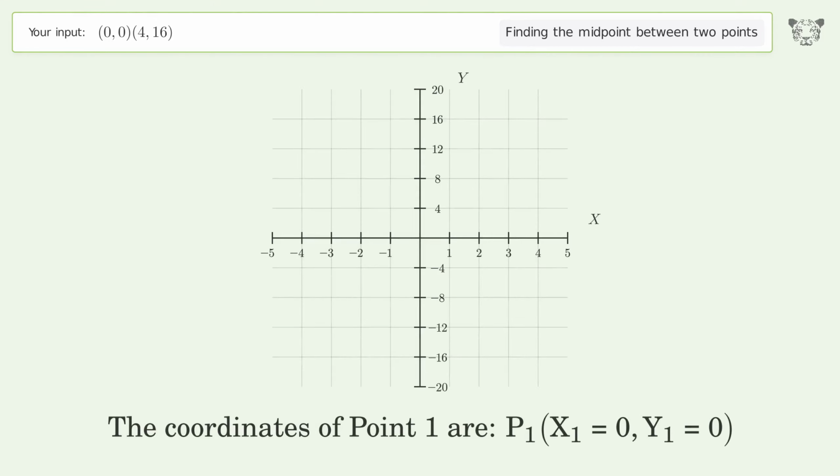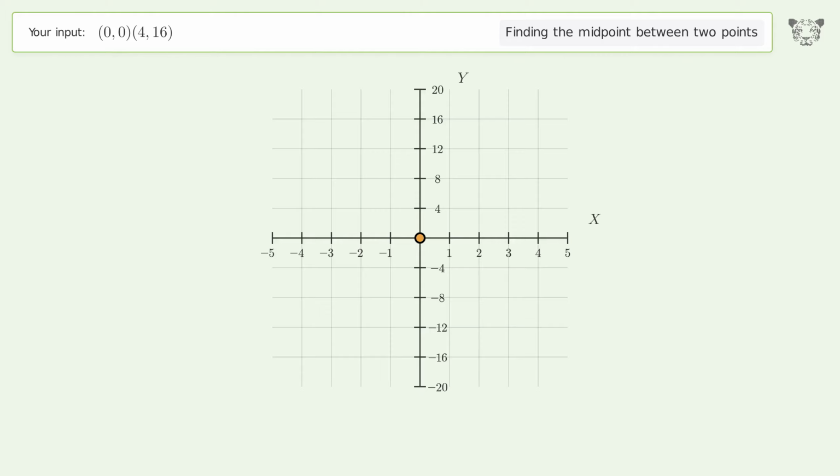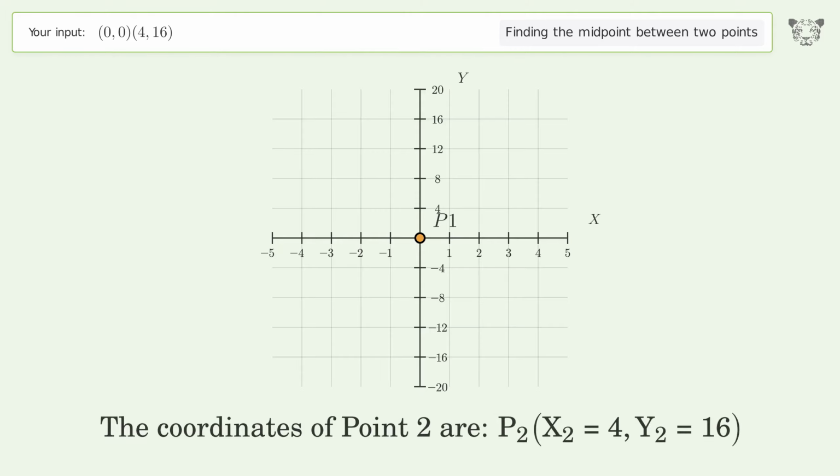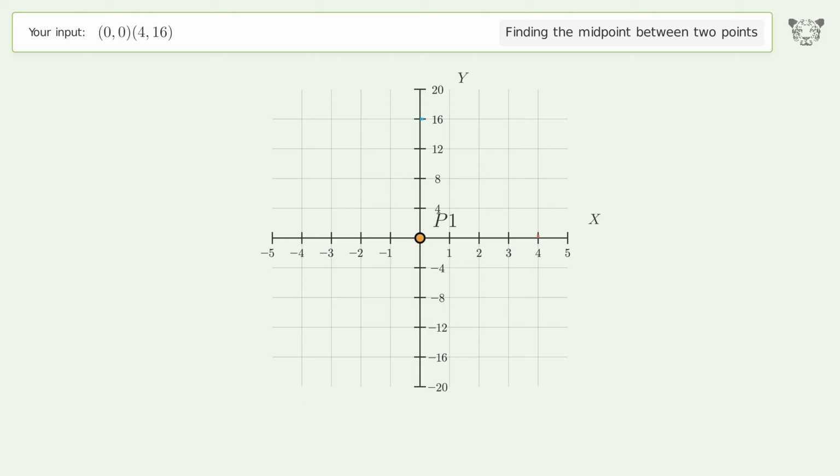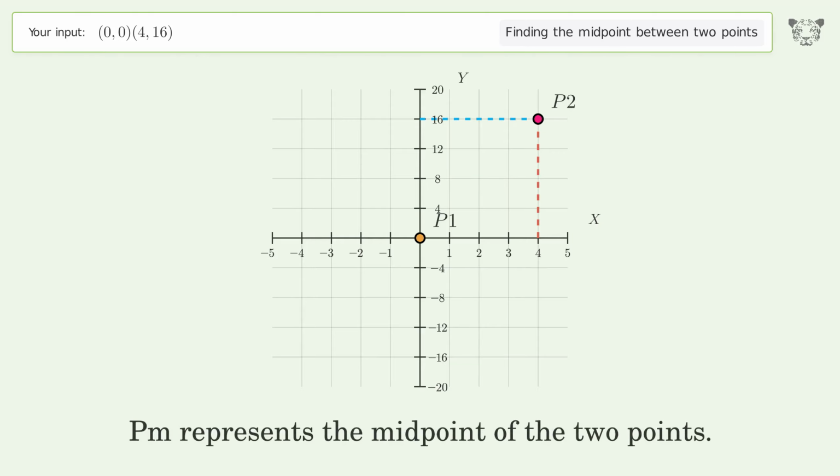The coordinates of point 1 are, x1 equals 0, y1 equals 0. The coordinates of point 2 are, x2 equals 4, y2 equals 16. PM represents the midpoint of the 2 points.